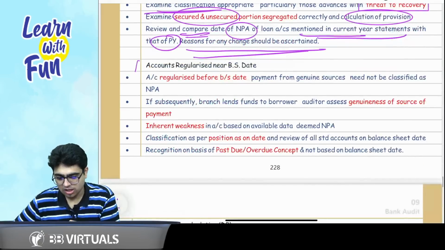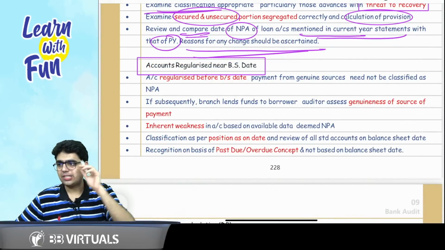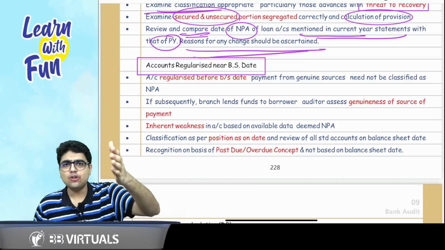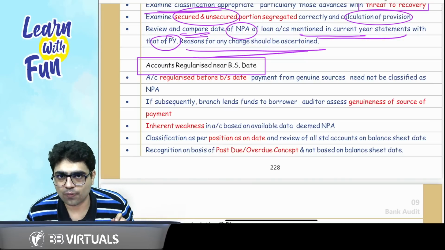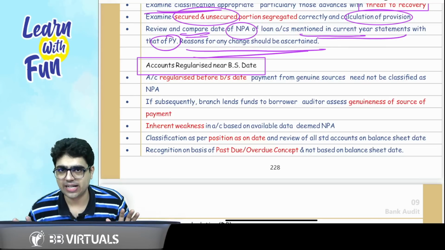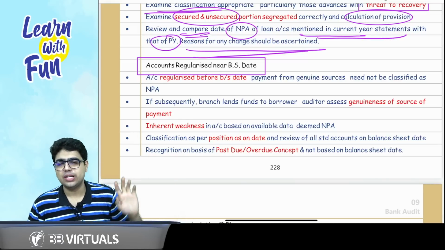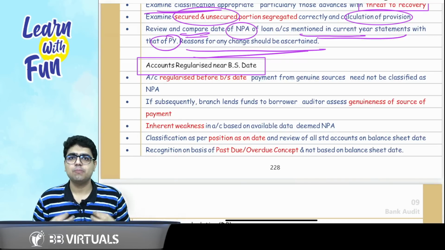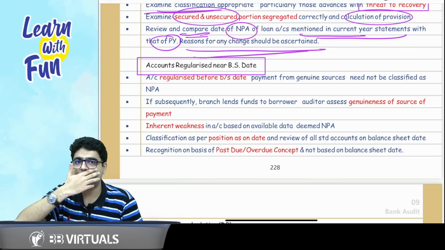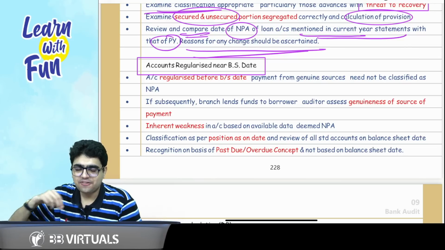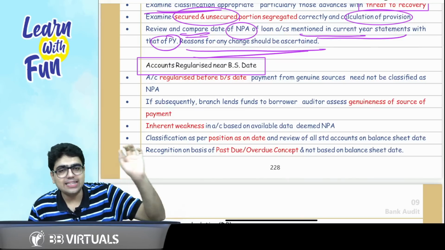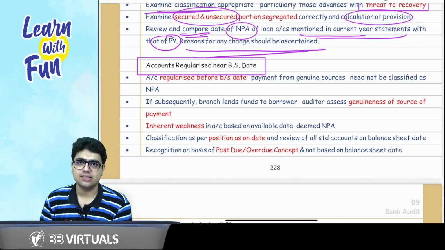Got it, sir? Now comes the concept of accounts regularized near the balance sheet date. I think this was a very easy concept. So what does it say? If I talk about the date of 31st March 2022, there was an account which was classified as NPA. The bank made a call to that account: please deposit your money with us before 31st of March. Don't worry, in the first week of April only, we'll give you extra money. I showed you that example of Vijay Mallya also. So, sir, in that case, there is an inherent weakness in the account.